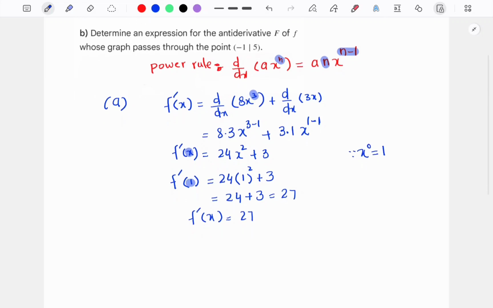So second part of the question is determine an expression for the antiderivative F of f whose graph passes through the point -1, 5.